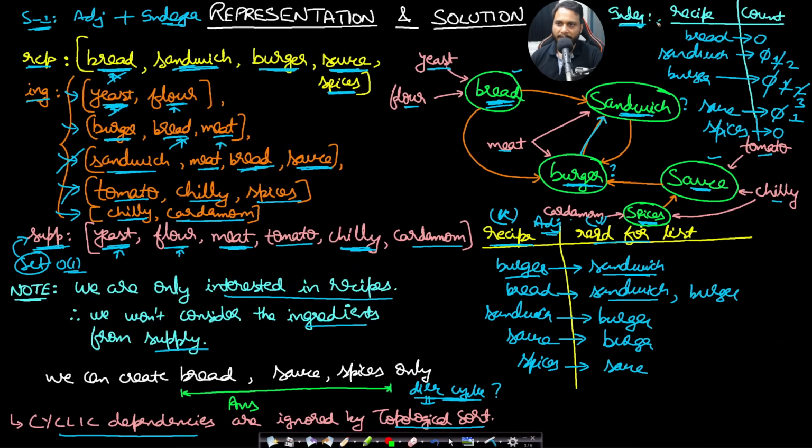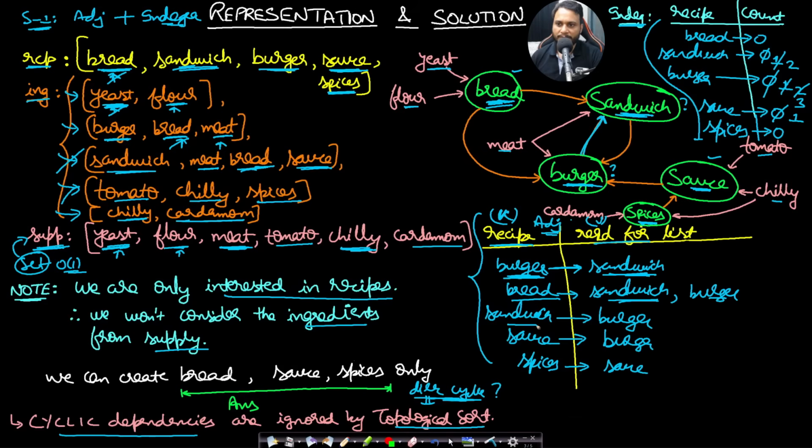So all the in degree recipes have been added with whatever is there in degree, and you have also created the graph. Now the meaning of this graph is the burger is having only one edge, which is going to sandwich. This means that sandwich requires burger. Similarly for bread, there are 2 items, which is sandwich and burger. That means bread is required by both sandwich and burger.